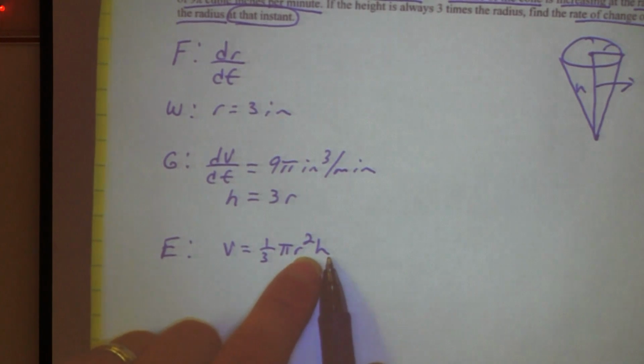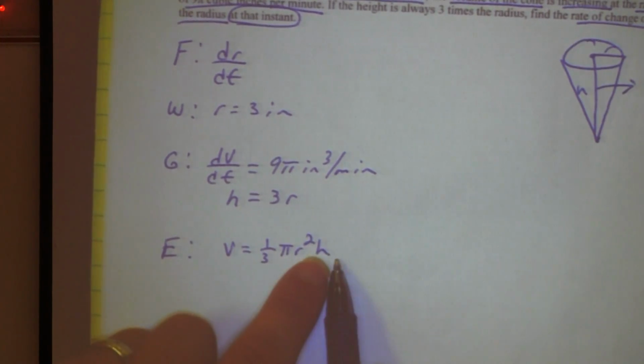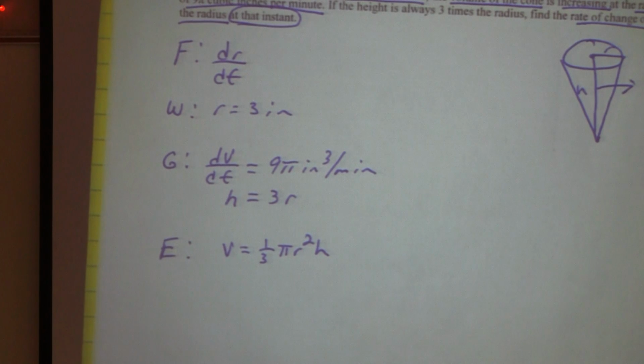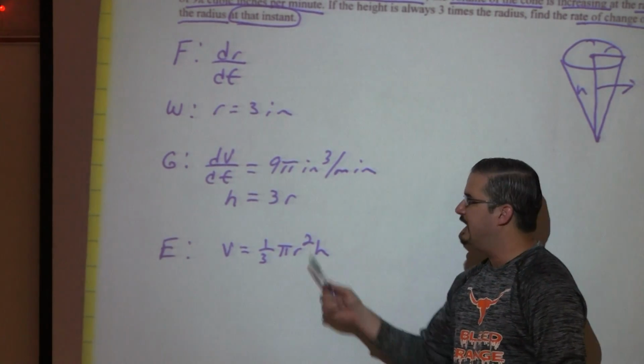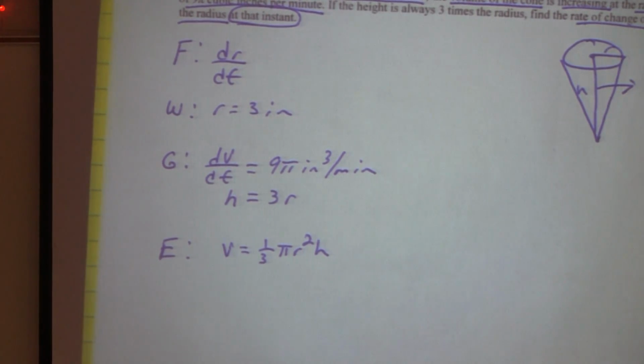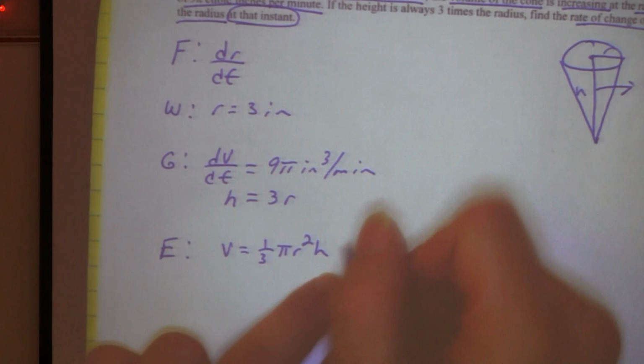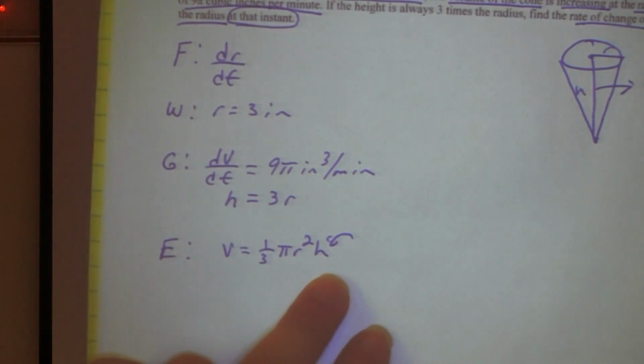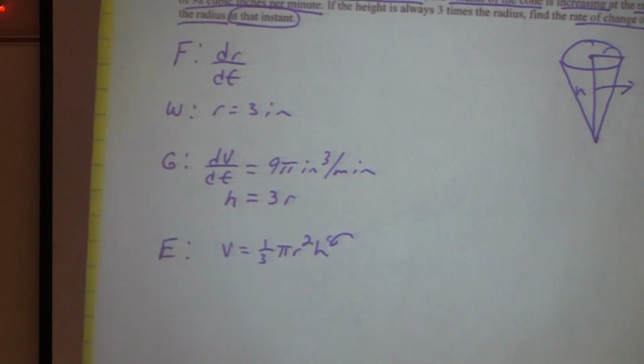Plug in a 3r. I can replace it with 3r, so everything's in terms of r, and that'll make my life easier when I get the derivative, because I don't have to do product rule. I don't have to get the derivative of that and then plug it in, right? We understand? Okay? On these problems, that's the tricky part. You have to think about, what do I have to change in the equation to make it work for me?